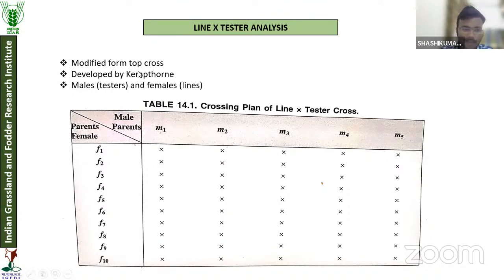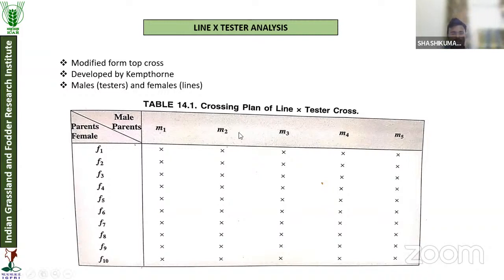So this is also called a modified form of top cross and it is given by Kempthorne. So here the males are used as testers and the females are used as lines. The crossing between these two is called a line x tester. Here you can use any number of females and males, but you should be careful that the error degrees of freedom should be 12, as for any ANOVA design.